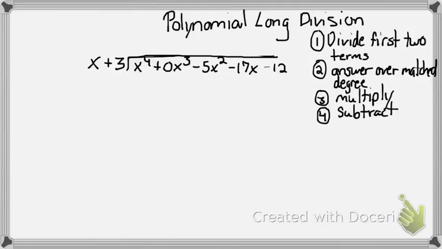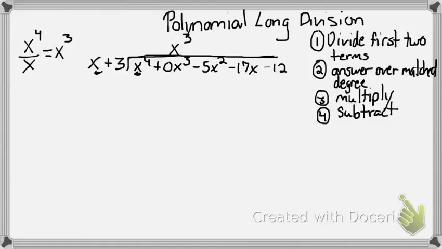The first thing it says is to divide the first 2 terms, which is x to the 4th and x, that's outside of the radical. These two are my first 2 terms. When I divide the 2, I get x cubed, and step 2 says to put that answer over the matched degree. Since I have 0x cubed, which by the way is a placeholder, that's where I put my answer. And then I multiply.